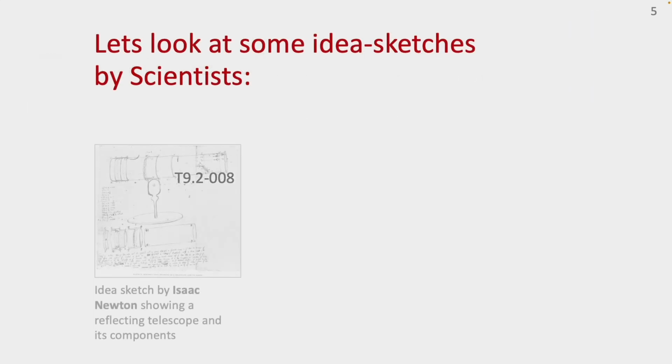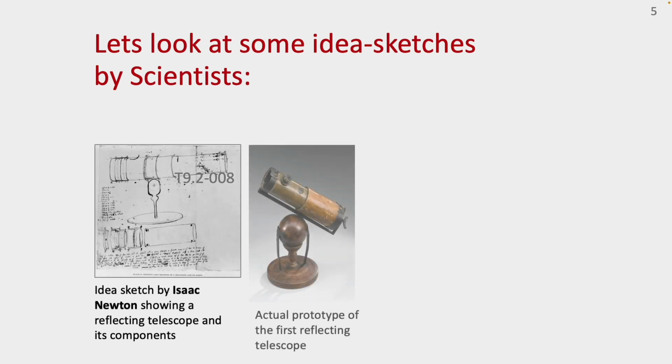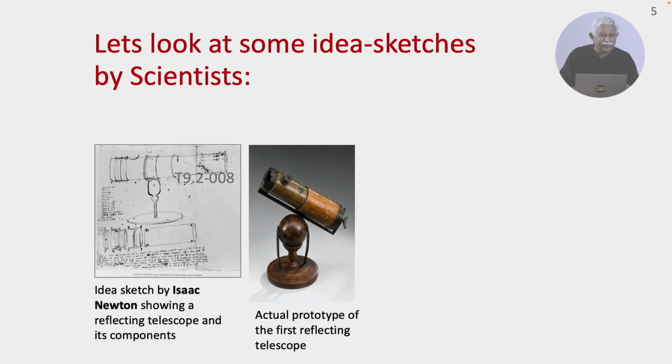Okay, so here is an idea sketch by Newton showing a reflecting telescope and its components. Look at his sketch. It explains the concept he was trying to do, the idea of the telescope before the telescope came into being. And that's the actual photograph of the prototype of the first reflecting telescope. You can see that has been converted into reality, but as an ideation that served very well, because it actually explained the concepts through which the telescope works and the construction of it.